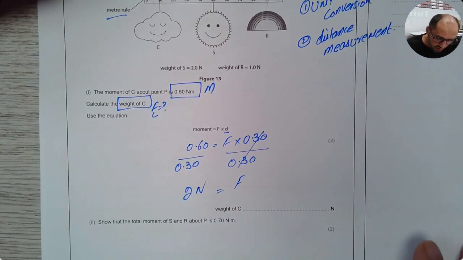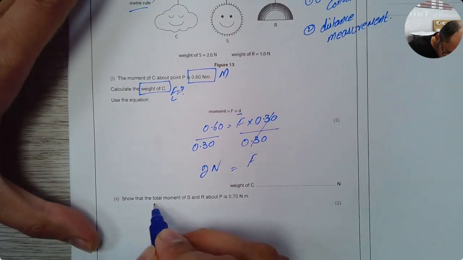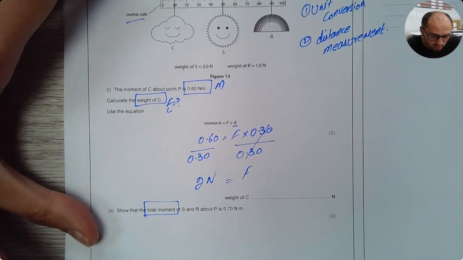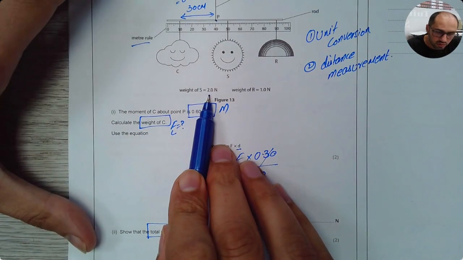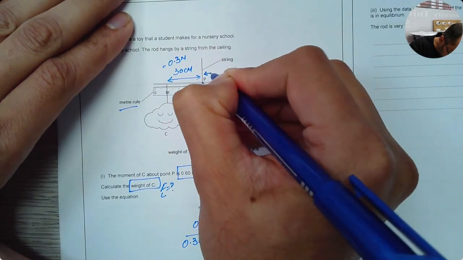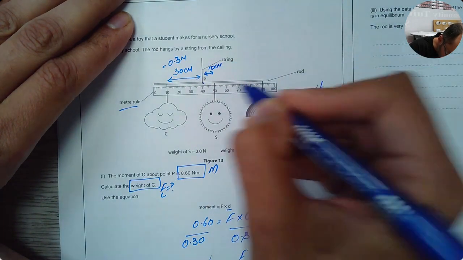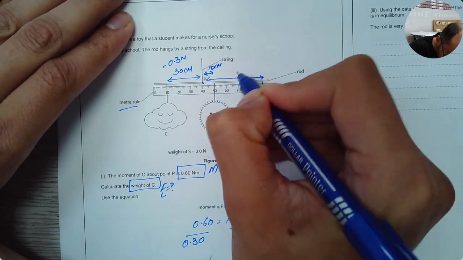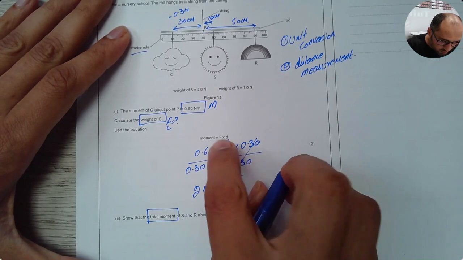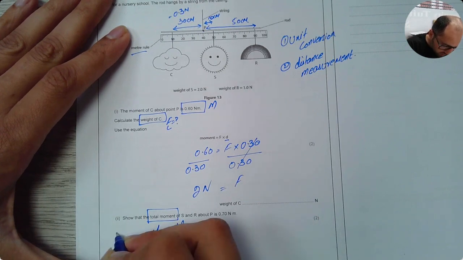Next part says show that the total moment of S and R about P is 0.70 newton meter. So total moment means moment due to S and moment due to R. We have to add them both together. We have been given the weight of S and R. So you can say S is at a distance of 10 centimeter, whereas R is at a distance of 50 centimeter. All I have to do is use the equation for the moment. So this will be moment of S plus moment of R, and this will be my total moment.